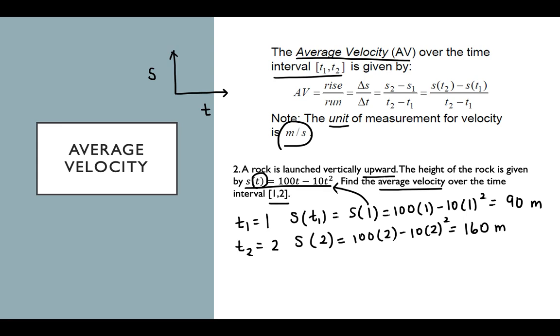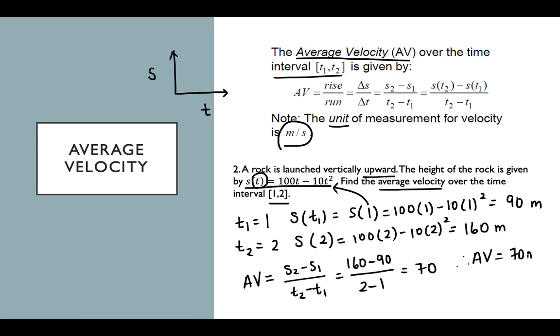So therefore, to find the average velocity, AV is equal to s2 minus s1 over t2 minus t1. There's not much space, so I will go horizontally. It's going to be 160 minus 90 over 2 minus 1. That will give me 70 over 1, which is 70. So therefore, average velocity is 70 meters per second.